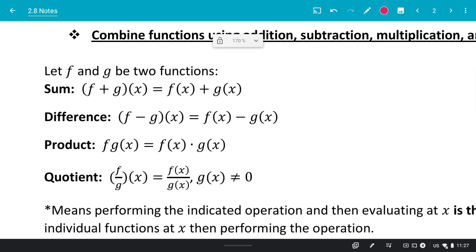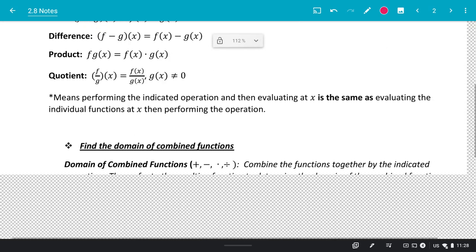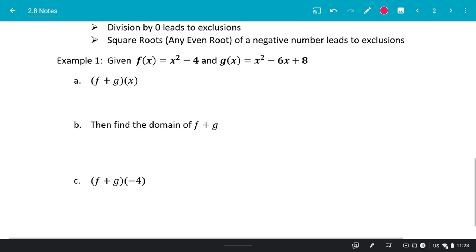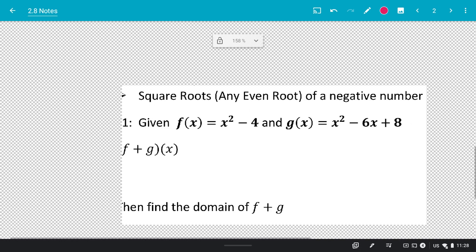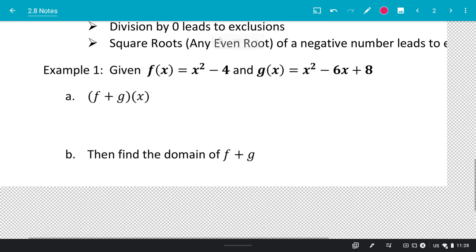There's some proper mathematical notation for what it looks like when you're going to add, subtract, multiply, or divide. But I'd like to do a few where we add, subtract, multiply, or divide. Okay. We'll come back there. So let's start with example number 1.